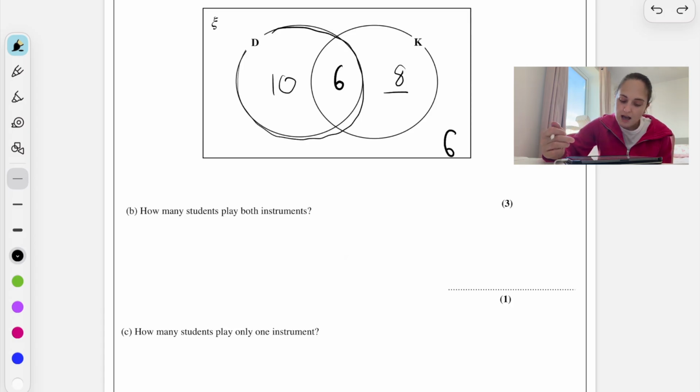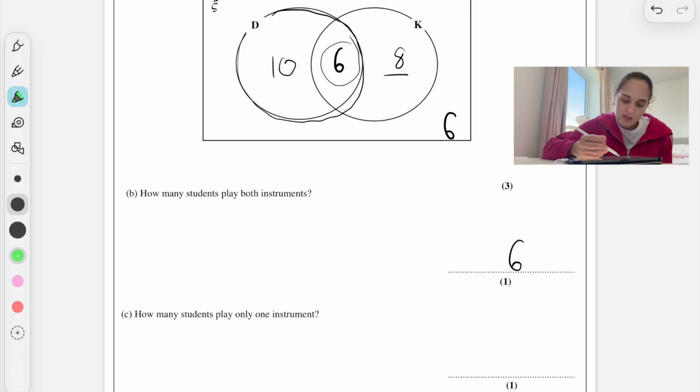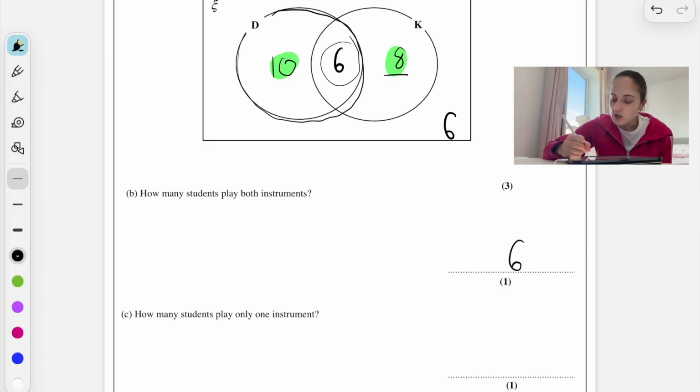So the next part says how many people play both instruments. The ones who play both are the ones who play the drums and the keyboard, in other words, the ones that are in the middle. So the answer to this is going to be 6. And then the next part says how many students play just one instrument. So that's going to be these students and these students. There's 10 students who play just the drum, and there's 8 students who play just the keyboard. So in total, there are 18 students who play just one instrument.